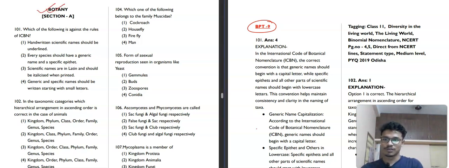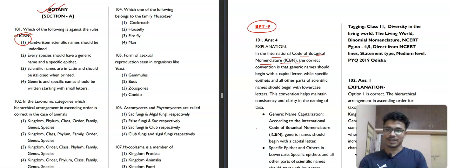Let's go. First, it is asking which of the following is against the rules of ICBN? So you need to find the rule of ICBN. What is this ICBN? ICBN means International Code of Botanical Nomenclature. So let's read all the options and try to verify.